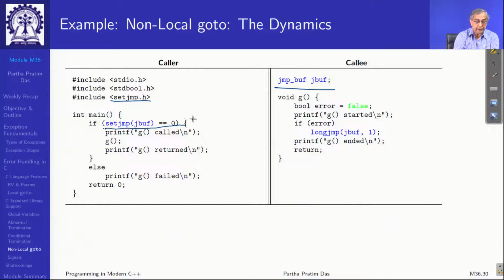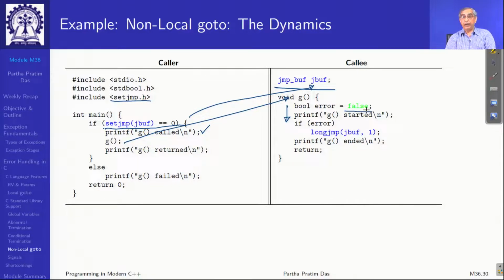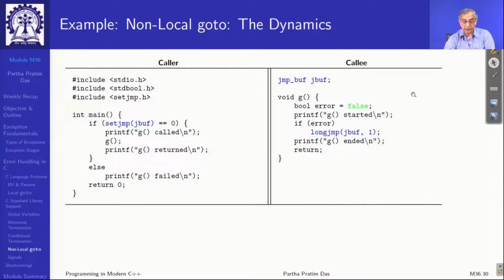So, at this point the buffer gets the environment of the main, and I am doing it for the first time. So, it is 0, which means that everything is good. So, I say that G is being called, call G, the control comes here and the execution starts. Okay. If I assume that there is no error, then the execution will go till the end. If there is an error, then this long jump will happen. So, let us see the subsequent progress.